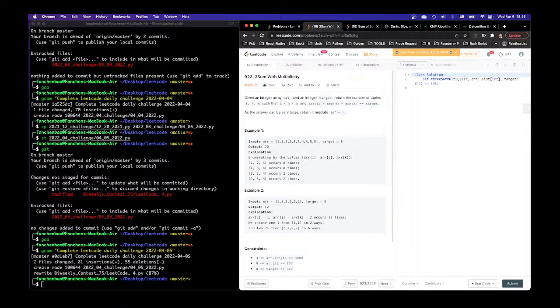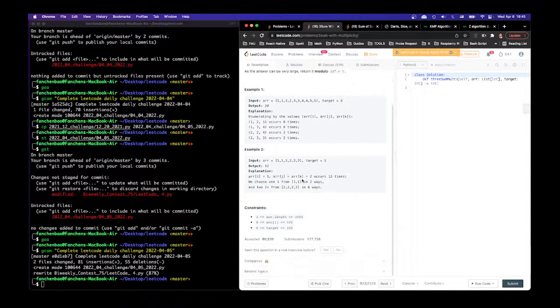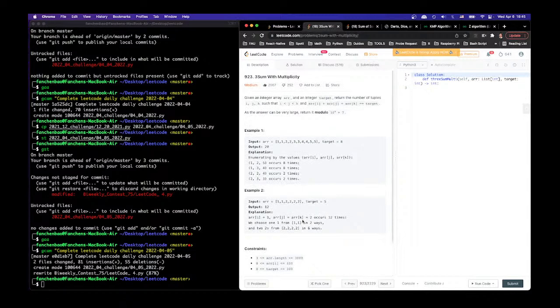1, 3, 4. 2, 3, 3. Nice. Length is 3,000. Okay. What was the idea? Well, what we can do, it's a three-sum problem, right? That means we can first do a counter on them. We do a counter on them, so we can reduce the problem to, like the first example would just be 1, 2, 3, 4, 5, and each one we have a number attached to it.